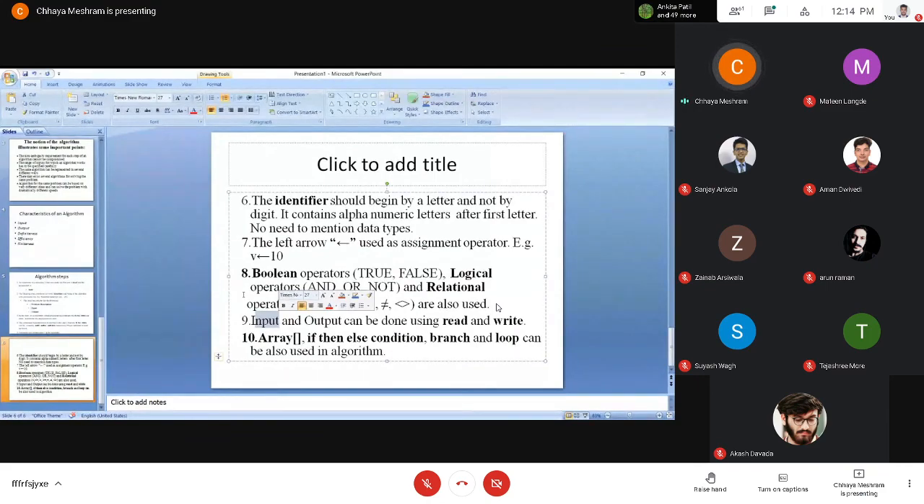In the next lecture, we will see how to write the algorithm. We will take certain problems and try to write the algorithm for that particular problem. For example, if you want to calculate the GCD, greatest common divisor, between two numbers, how we can write the algorithm, that we will see in the next lecture.